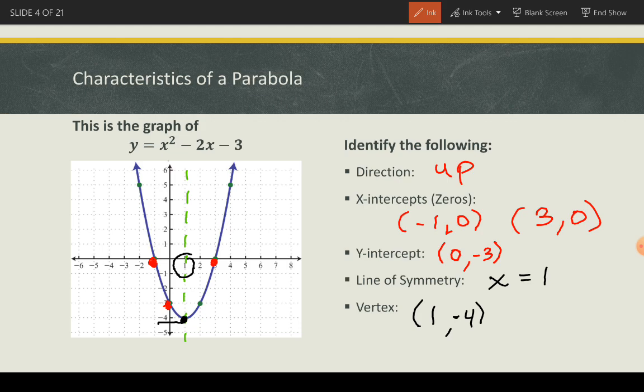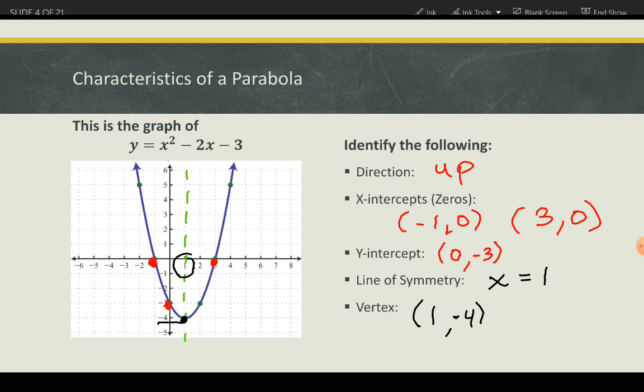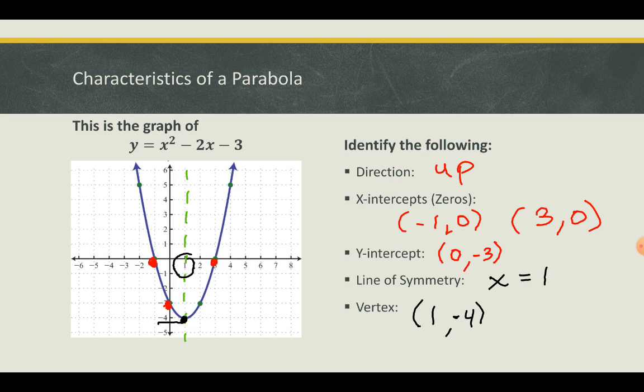So looking at a graph of a parabola, in this case, we're looking at y equals x squared minus 2x minus 3. We can find the following information. We can find the direction of our graph, the x-intercepts, also known as the zeros. We can find the y-intercept, the line of symmetry, as well as the vertex. Lots of great information. Okay, so if we want to graph a parabola, we do have to find these 5 items in order to graph.